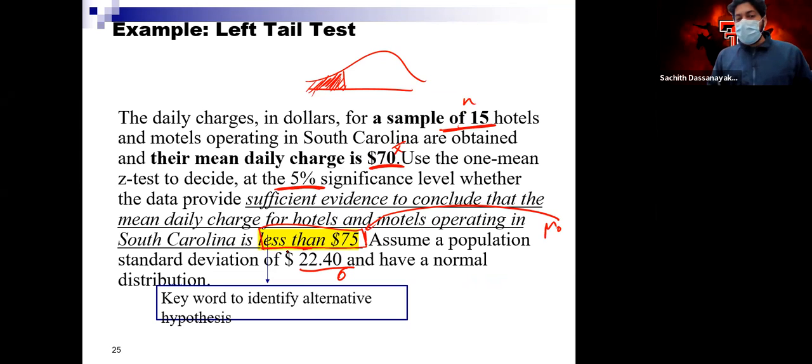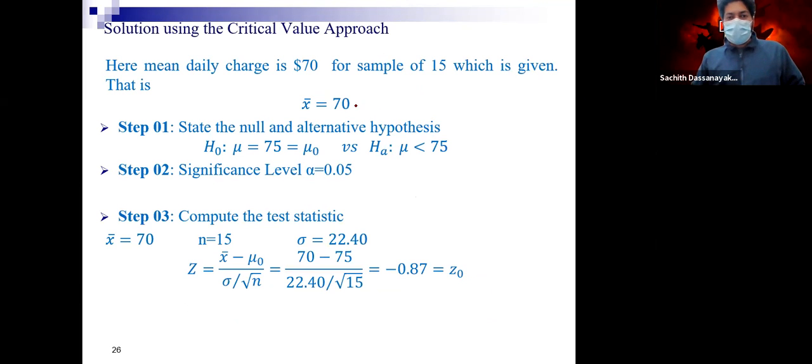So the keyword is less than. So your alternative hypothesis looks like mu less than mu naught. Mu naught is 75. So same as previous, X bar is 70. Alpha is this much. Whether you use the critical value approach or the p-value approach, calculate your C cal, or test statistic. It is negative 0.87.